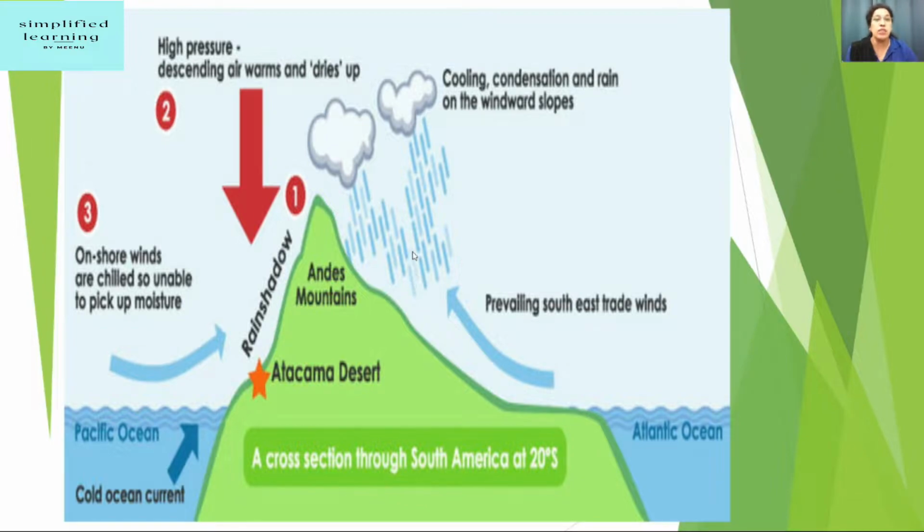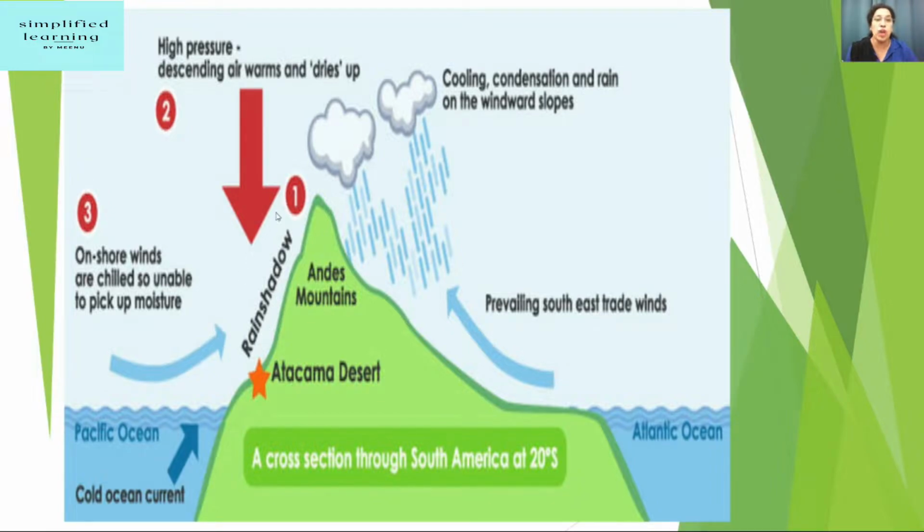By the time these monsoon winds reach the western part of the Andes mountain, they become dry. Yes, so you can see here high pressure, descending air warms and dries up. So this area becomes the rain shadow area, or we call it the leeward side of the mountain. Clear? So this is the rain shadow area. Clear?